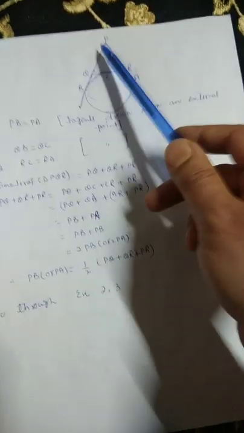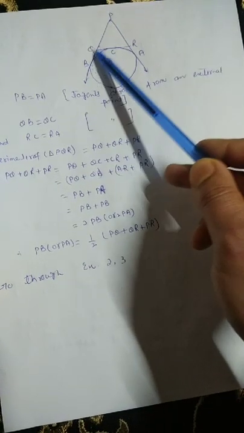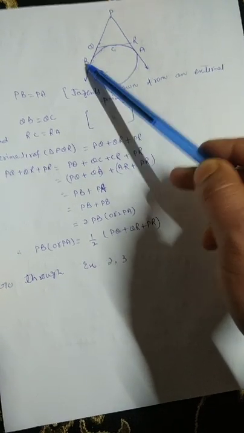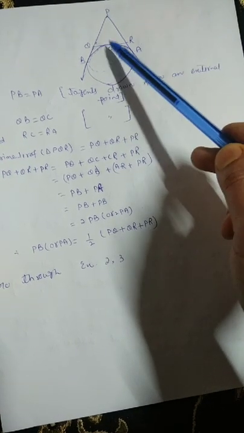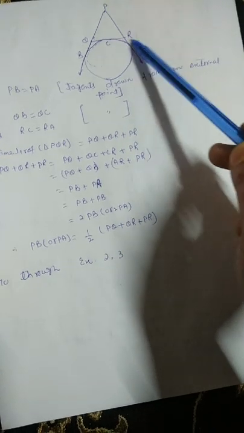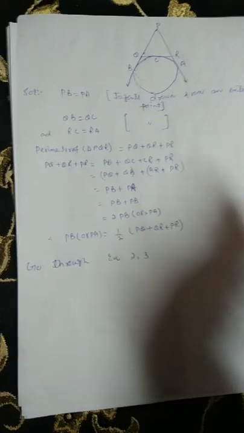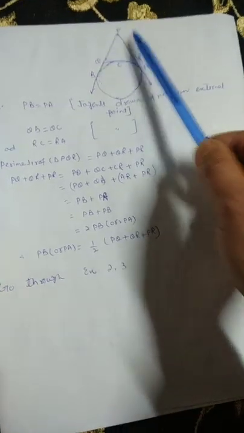PB is equal to PA, that means tangents drawn from an external point are equal. We have done this theorem. One more thing, QB is equal to QC. Again, QB and QC are two tangents drawn from an external point. Here also RA and RC are tangents drawn from an external point. They are also equal. Now see here, perimeter of triangle PQR will be PQ plus QR plus PR.